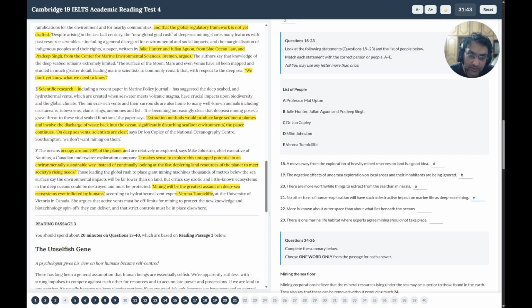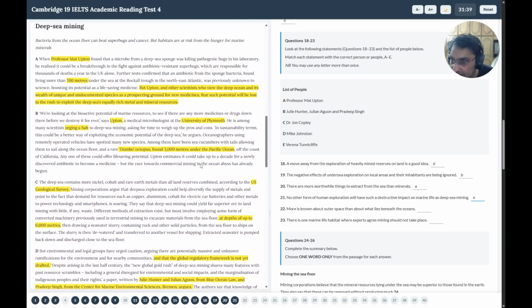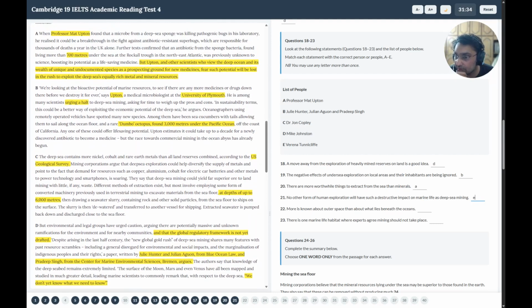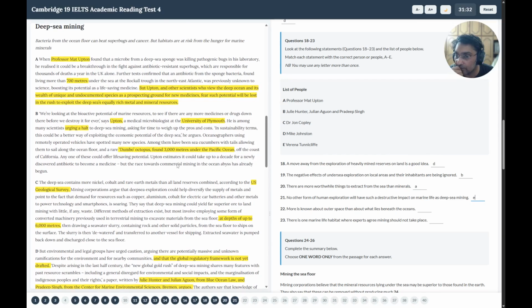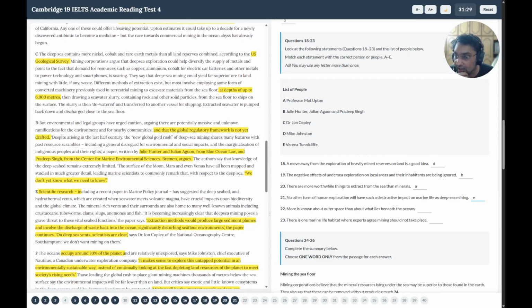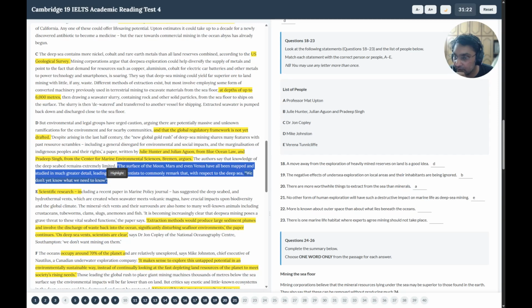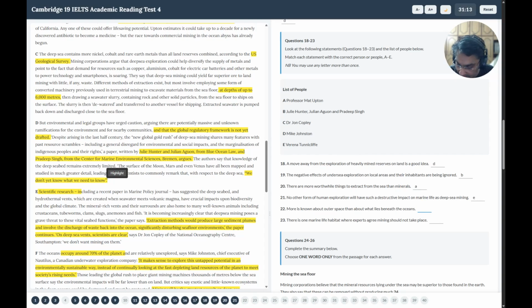More is known about outer space than about what lies beneath the oceans. I think when it comes to outer space, I've read something about Mars and Jupiter. The surface of the moon, Mars, and even Venus have all been mapped and studied. Who said it? I know it's in paragraph D, but I think it was stated by Julie Hunter, the authors. So who are the authors? B. I think this is B.